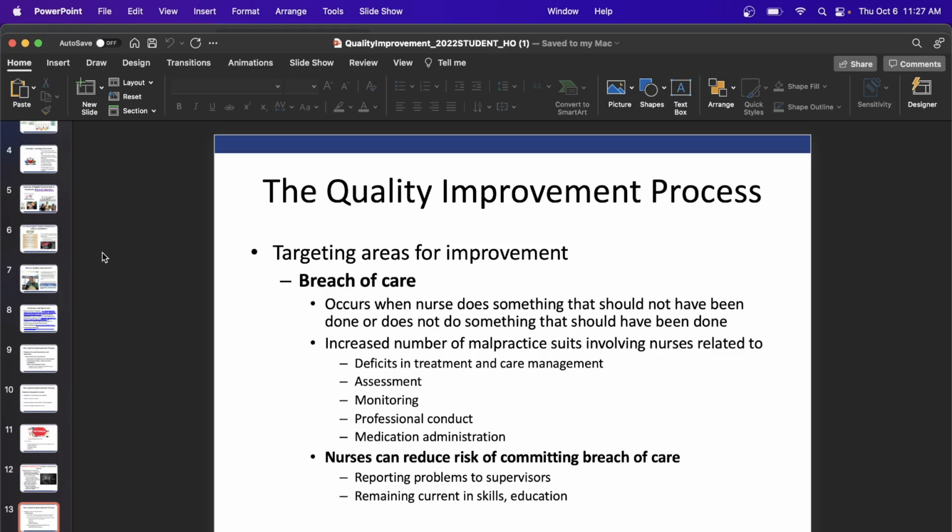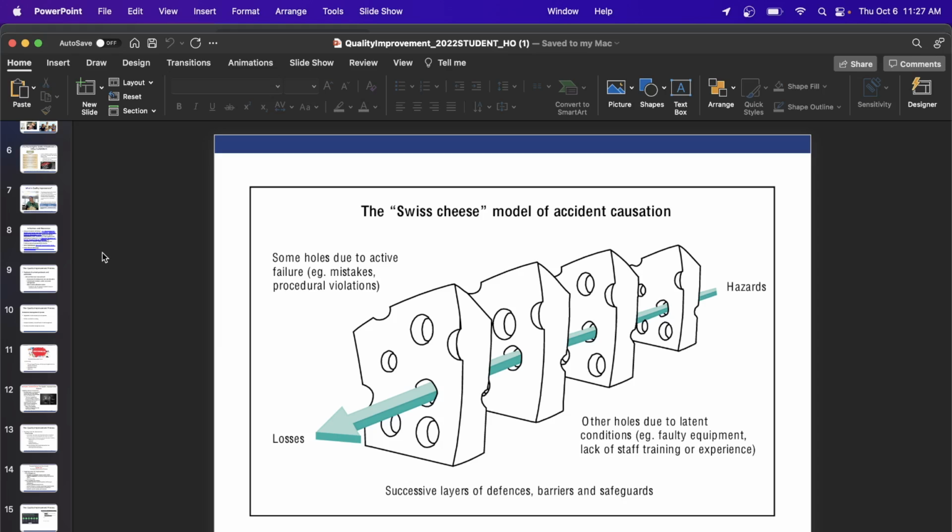This is a Swiss cheese model of accident causation. If you were to take a slab of Swiss cheese, it's highly unlikely that you'd pick it up and get holes that lined up all the way through, right? The stars would really have to align for that to happen. But what happens with sentinel events in healthcare settings and with med errors is that the stars align in a bad way. If you take this from the back of the slide where it says hazards, let's say, for instance, that the physician writes an inappropriate medication order. It could be too high of a dose, it could be a med that the patient's allergic to, whatever. It's an inappropriate order for whatever reason.